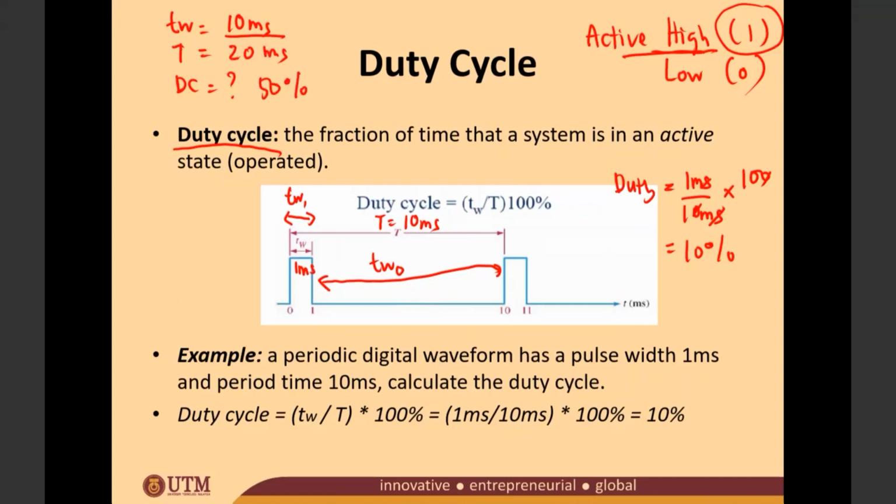Okay, what it means here, if I draw, this is your signal. Which is 50% for active high and another 50% for active low. The earlier one was only 10% for logic 1, 90% for logic 0. Okay, so that is what you can get from the duty cycle.